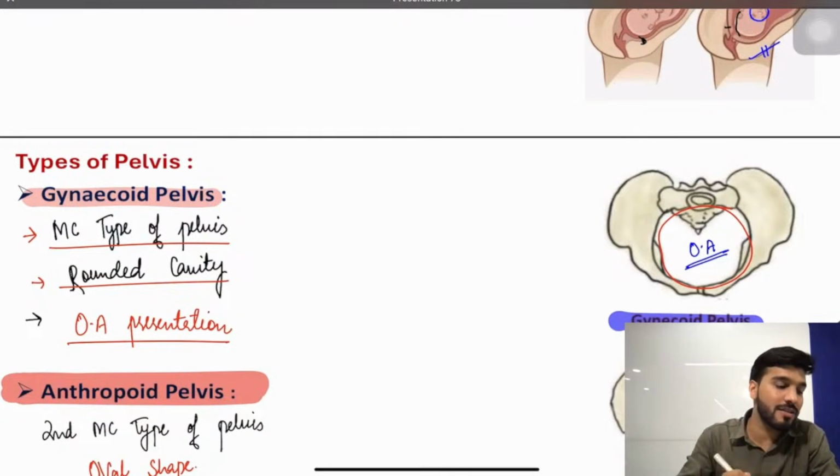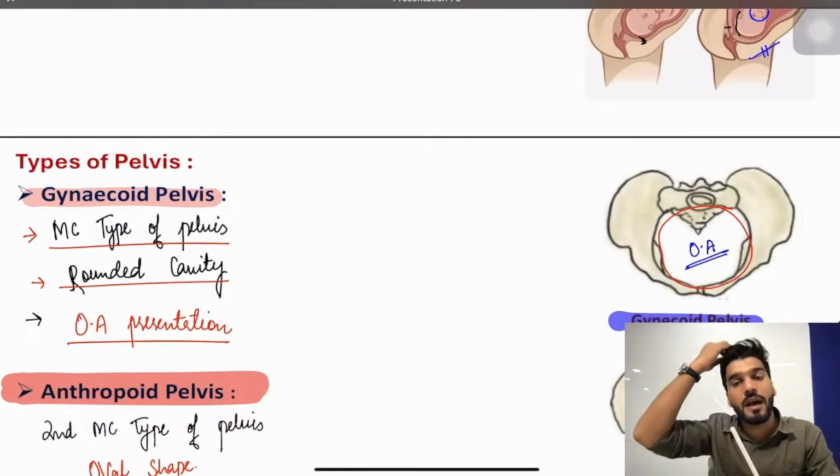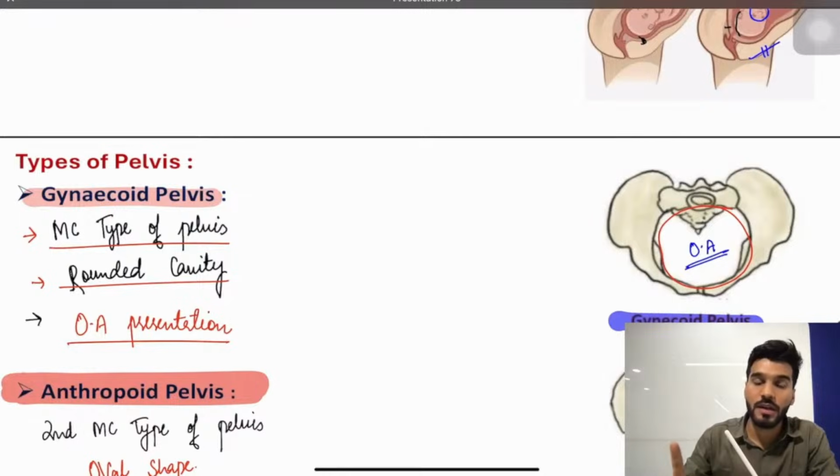That stuck is called a deep transverse arrest, and that deep transverse arrest is managed with the help of forceps and best managed by cesarean section. Number second thing is, remember, it is a male type of pelvis, android pelvis. Number 4 was a platypelloid pelvis. It's a transversely oval shaped pelvis associated with the face presentation.